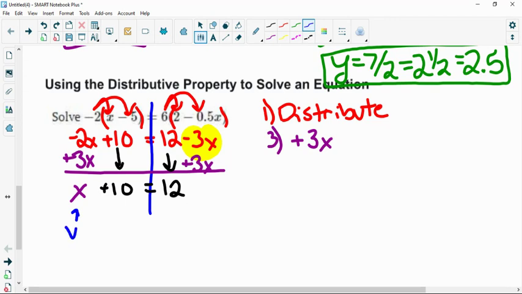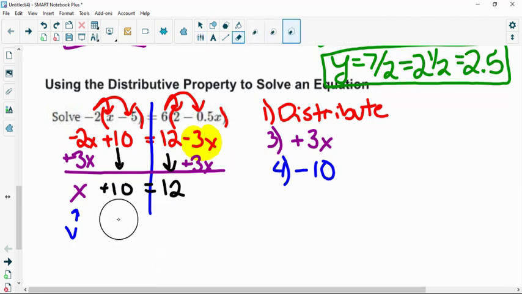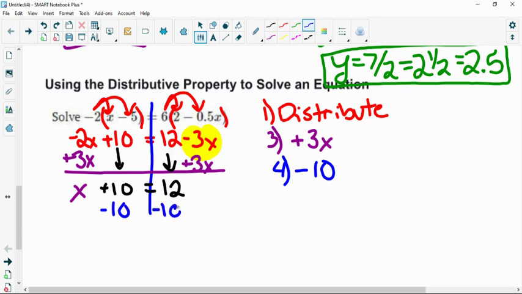Now again, I have variable and constant on the left, but only constant on the right. So we're going to take the plus 10, and we are going to move it to the opposite side using its opposite. So we're going to subtract 10 and subtract 10. And then 12 minus 10 equals 2.